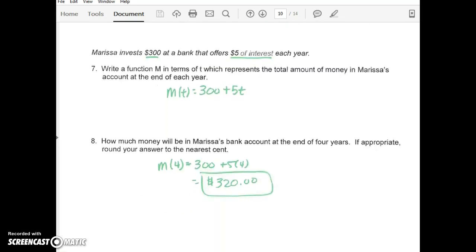And number 7, same basic situation. We have $300 invested, but now instead of 5%, it's a $5 interest every year. So again, a linear relationship, we got 300 plus 5t.